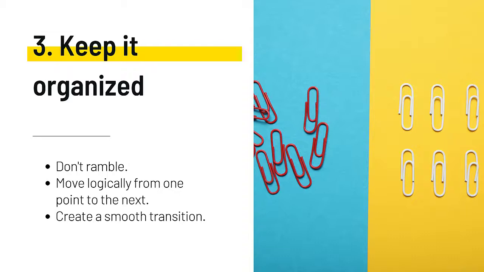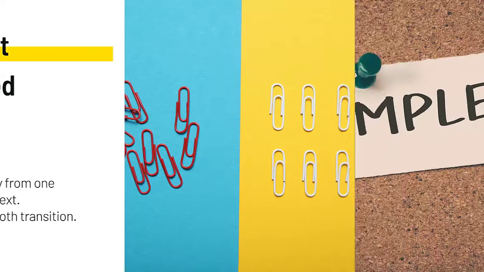Additionally, keep the content organized and coherent throughout the video. This is very important. Don't ramble or get long-winded. You want to move logically from one point to the next and create a smooth transition between main points. Transitional words such as next or in conclusion, or statements such as now that we understand A, let's discuss B, help your learners follow along at ease without getting lost in the sea of information.